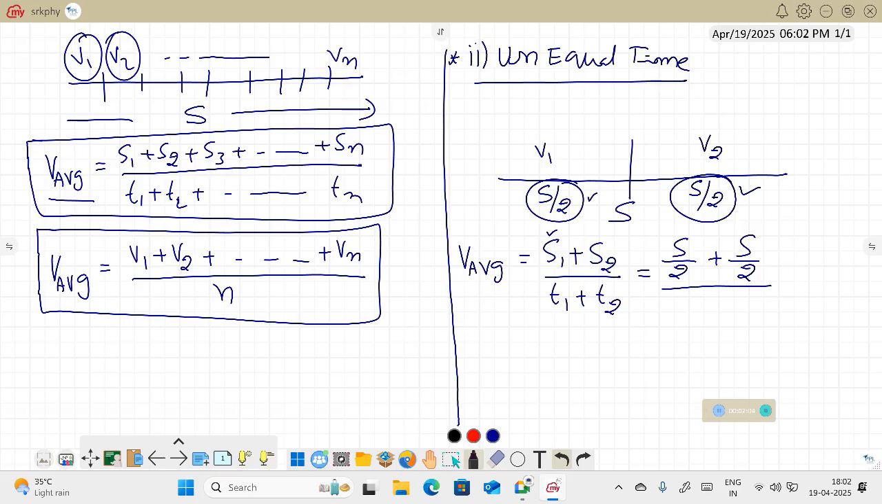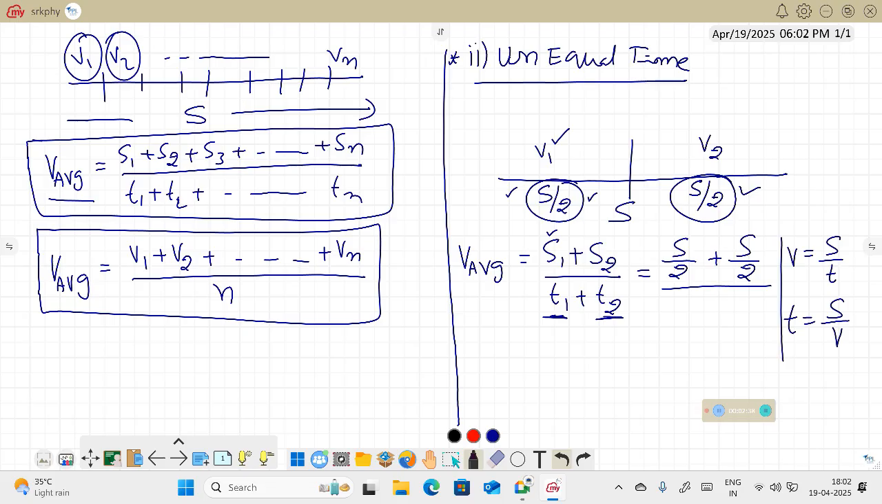But in the question, time is not given, but we know that it is unequal time. So whatever quantities are not given, you have to convert into given quantities. What is given? Speed is given, distance is given. Time can be replaced with speed and distance, because speed is equal to distance by time. The time formula can be written as distance by speed. Speed is equal to distance by time, so time is equal to distance by speed.